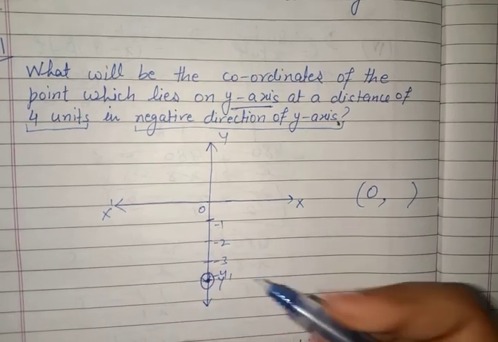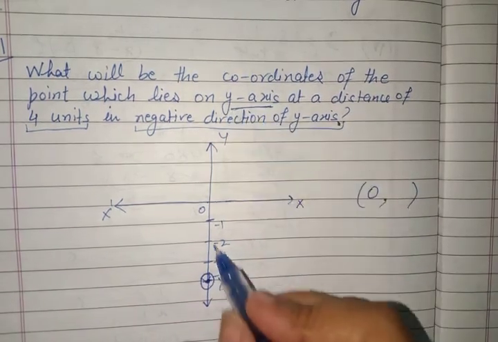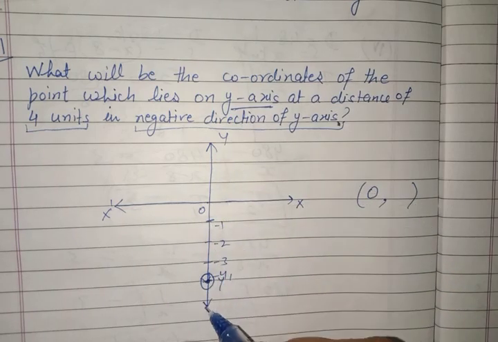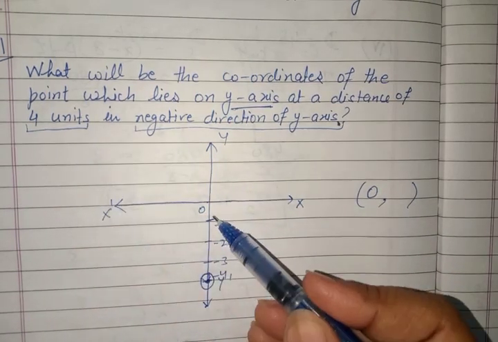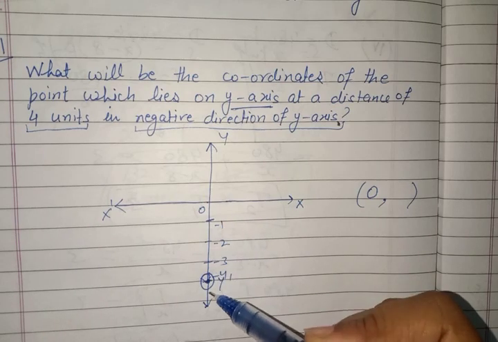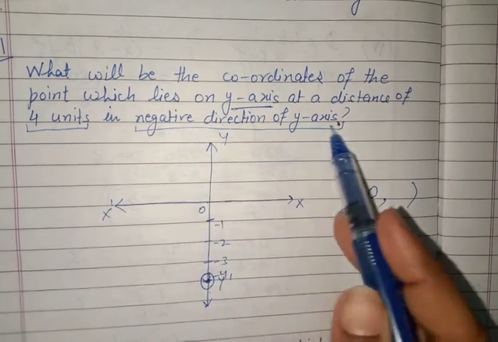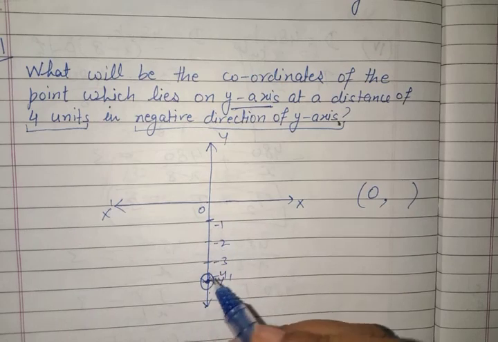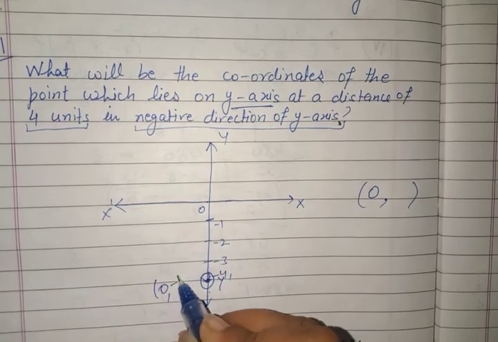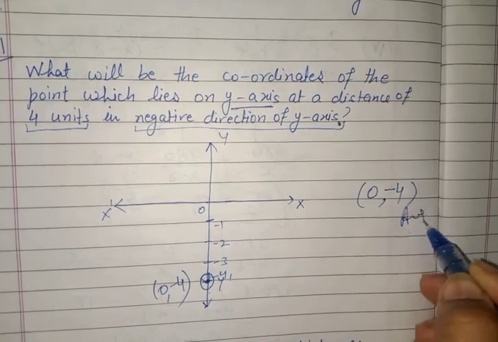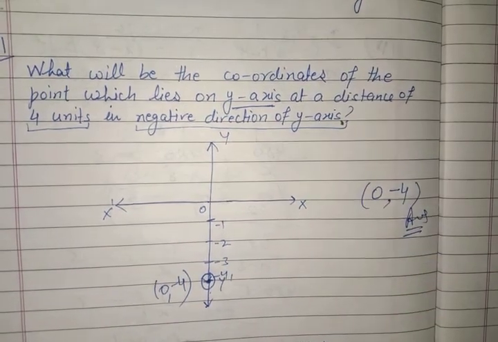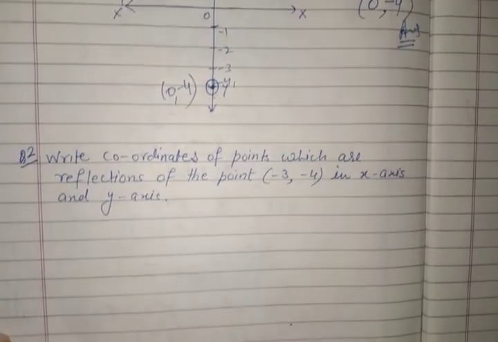This is our point. First, it is on y-axis. So this point is on y-axis and at a distance of 4, 1, 2, 3, 4, in the negative direction of y-axis. So coordinates here are 0, minus 4. This is our first answer. In this chapter you will do this type of objective questions only.